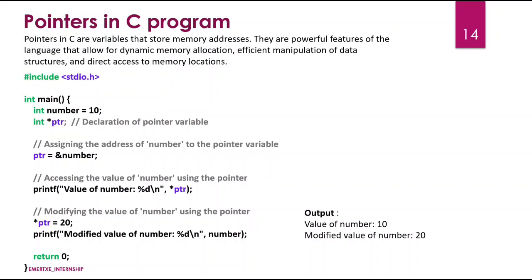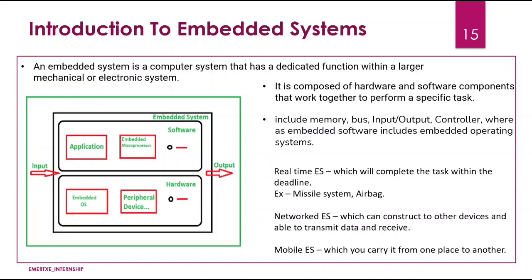So next we were taught about the embedded system, its introduction. An embedded system is a computer system that has a dedicated function within a larger mechanical or electrical system. It is composed of hardware and software components. It includes memory, bus, input output controller, where embedded software includes embedded operating system.